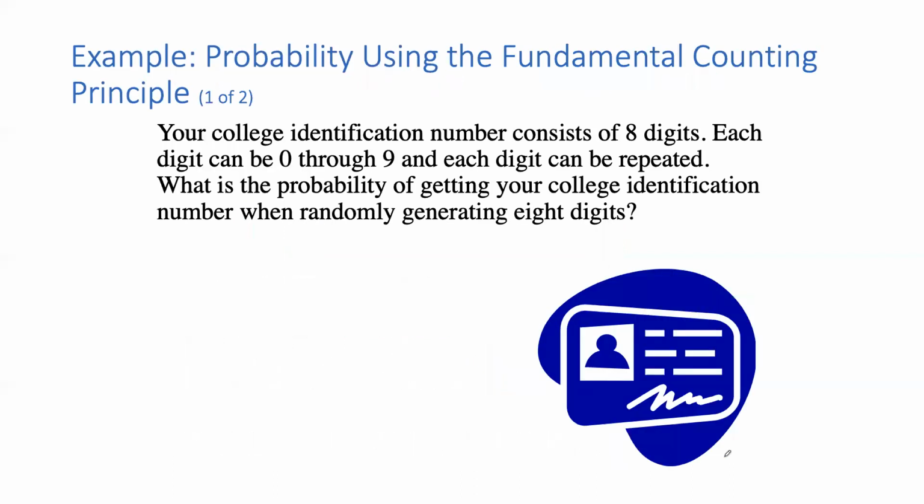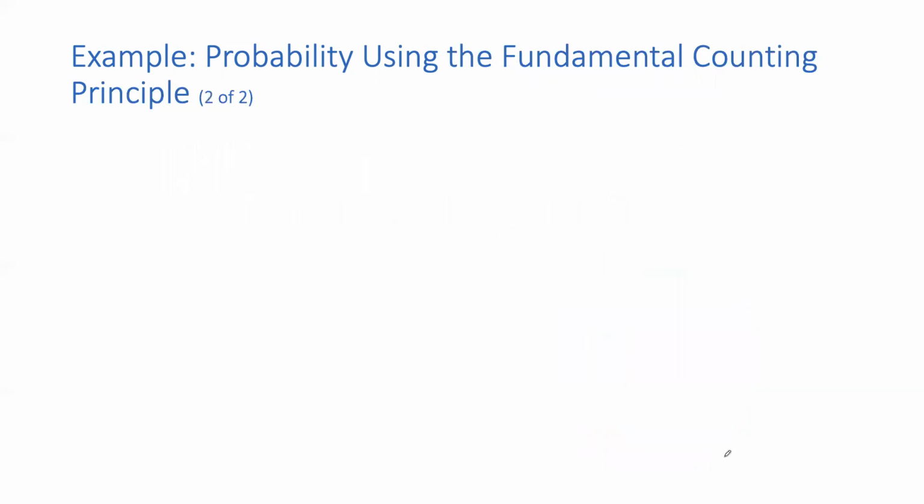All right. So last example. Suppose your college identification number consists of 8 digits. Okay, so everyone has an ID card and you have an ID number, and suppose it has 8 digits. Each digit can be 0 through 9 and each digit can be repeated. Okay, what is the probability of getting your particular college ID when randomly generating 8 digits?